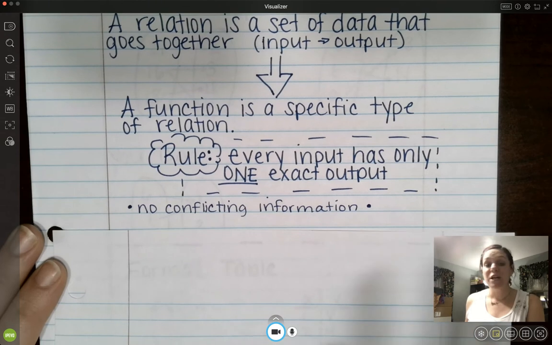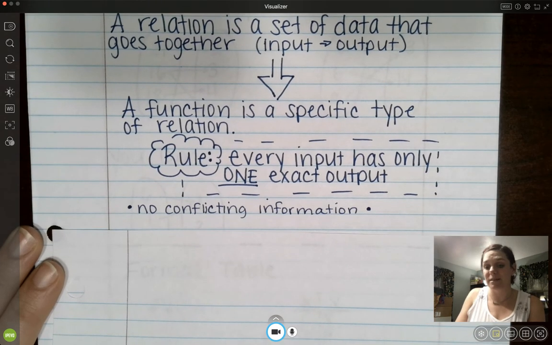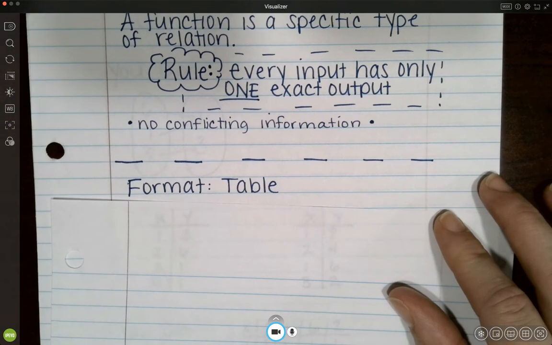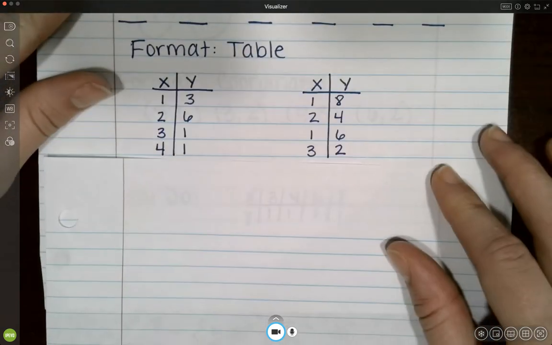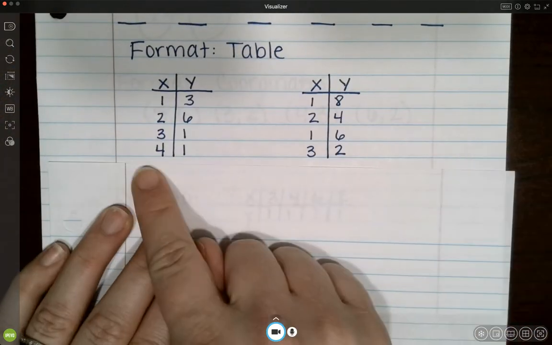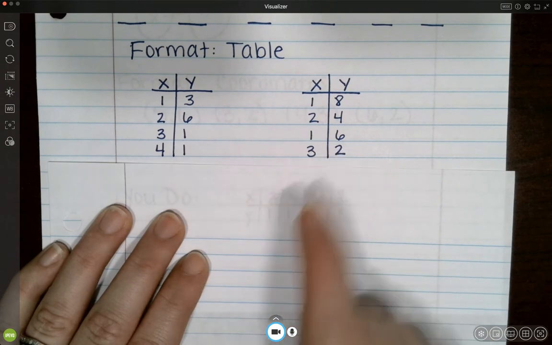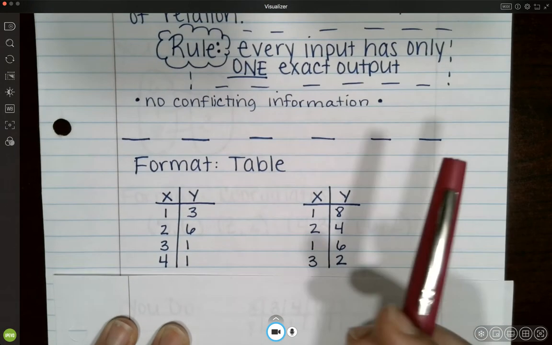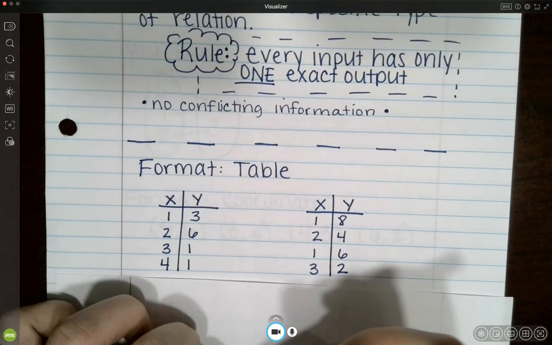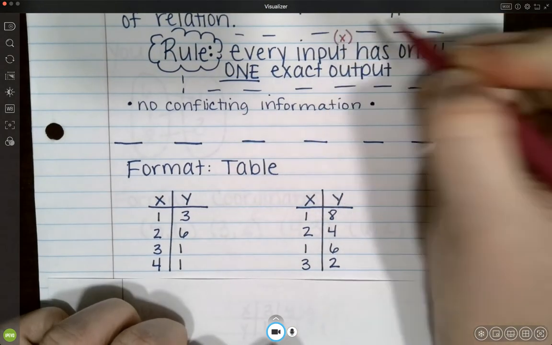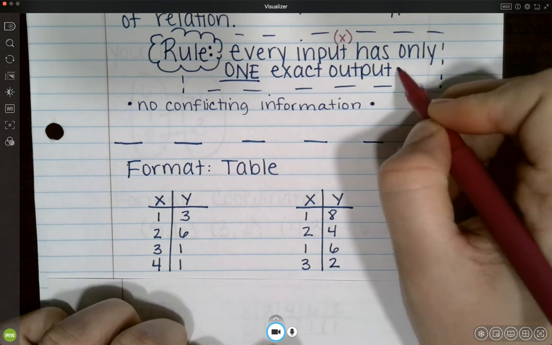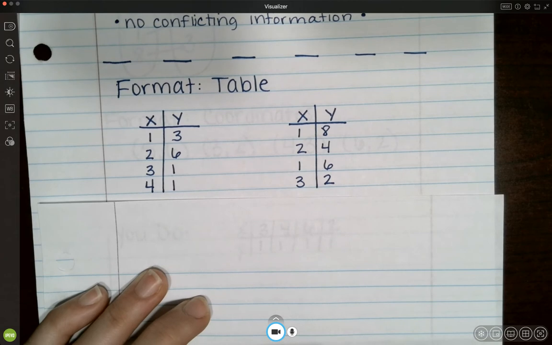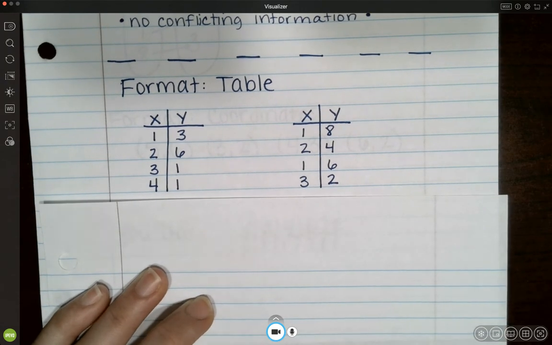So let's take a look at the specific formats that we can see functions in. The first way we can see functions is in a table. I have two tables for us here, X, Y, X, Y. We're taking a look specifically at the functioning. So remember our rule. Every input, and we can say our input is our X value, has only one exact output. Now, a lot of times with identifying functions, it's a lot easier to see the things that are wrong.